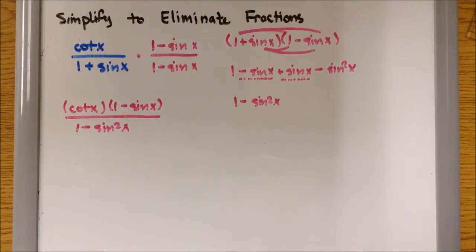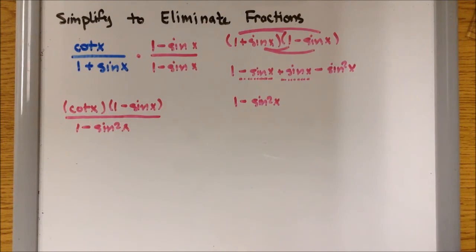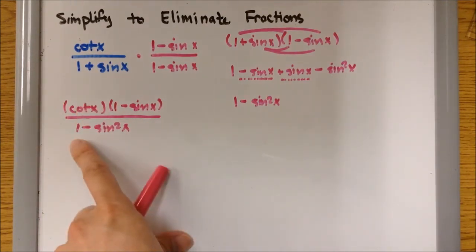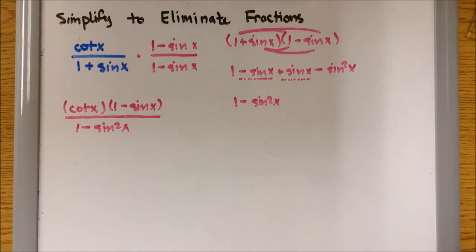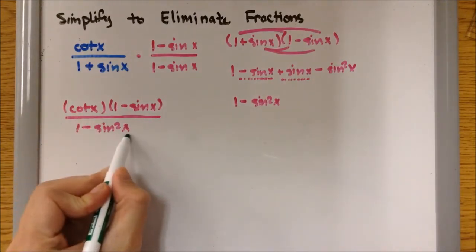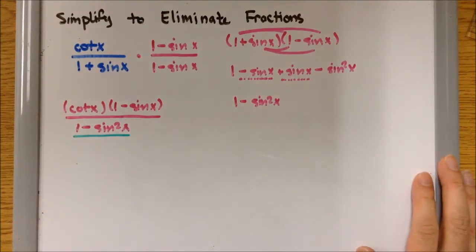Now, looking at this, analyzing, is there anything else I can do before I work on the numerator? Yes, I can. I see I have a 1 and a sine square x, it's minus, so I'm going to use the Pythagorean identity. So I'm going to switch out the 1 minus sine square x. You can substitute, because 1 minus sine square x equals another trig function.